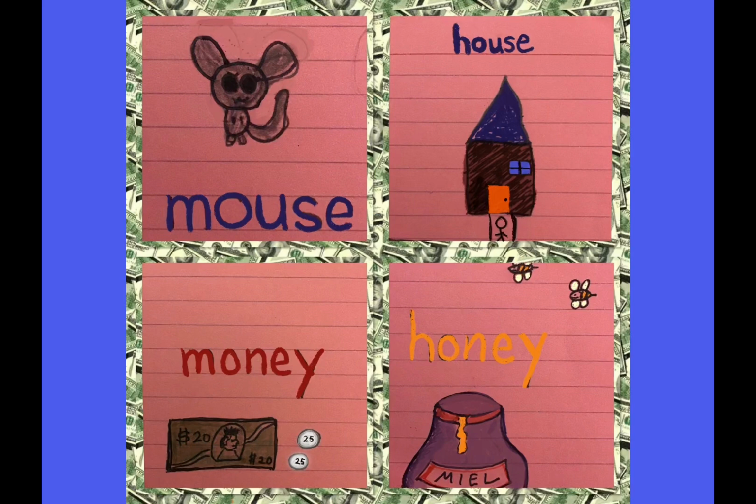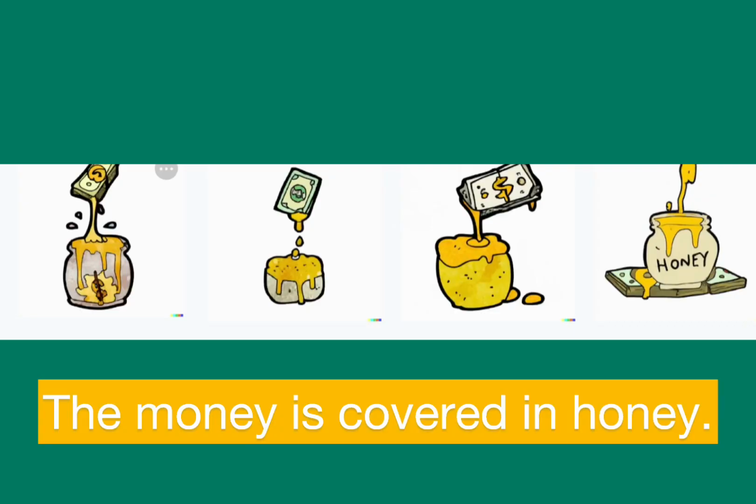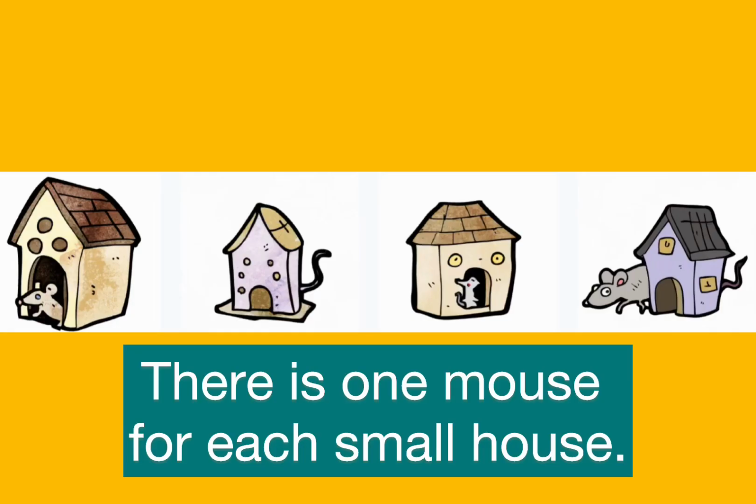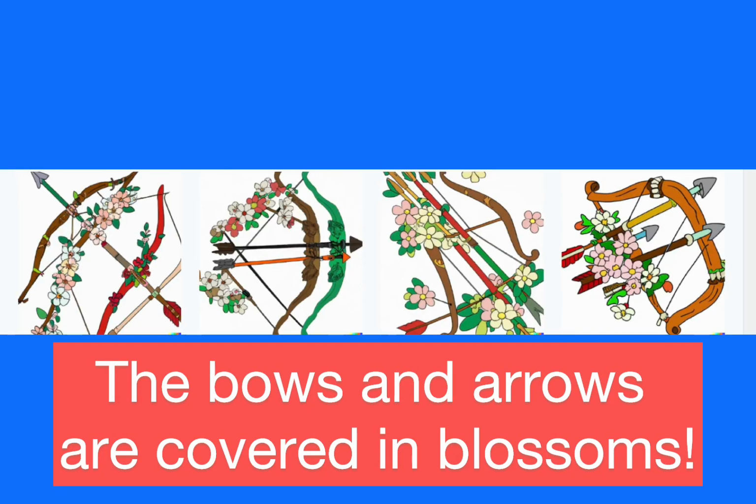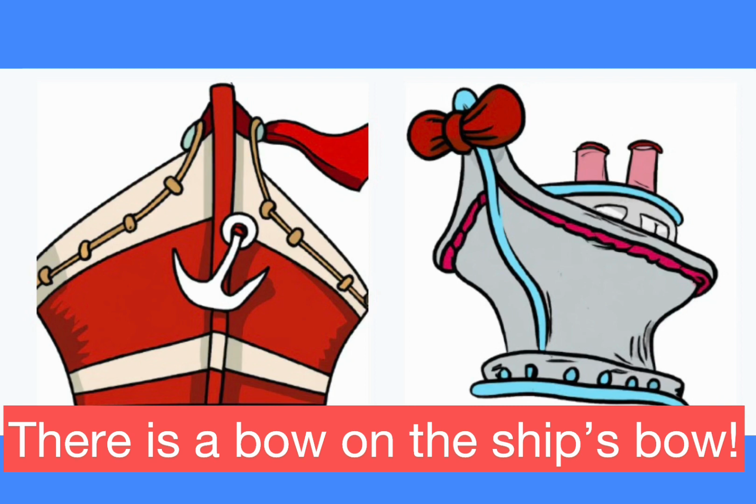Words that rhyme sound the same. Mouse sounds like house, and money sounds like honey. The money is covered in honey. There is 1 mouse for each small house. The bows and arrows are covered in blossoms. There is a bow on the ship's bow.